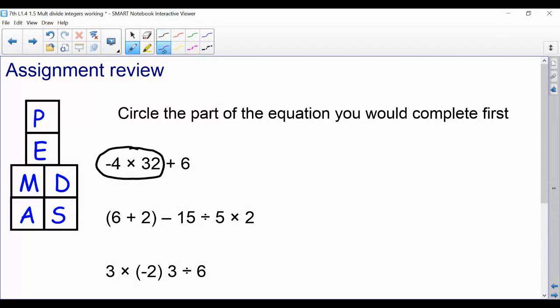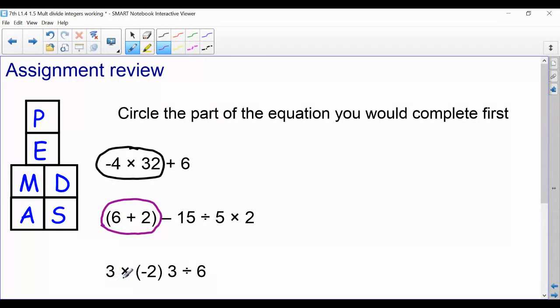The next one says the sum of 6 plus 2, minus 15 divided by 5 times 2. If we go back to our order, there are parentheses in here. So we need to do that first.